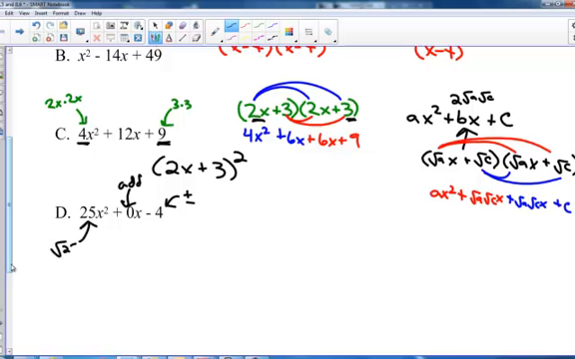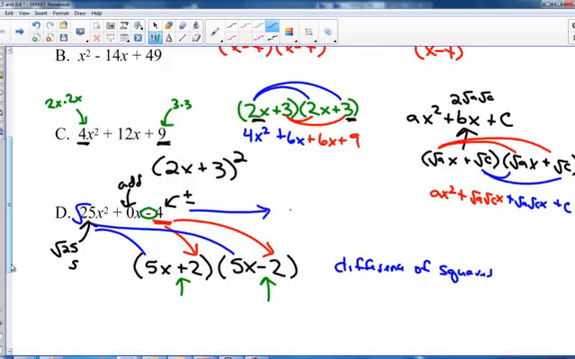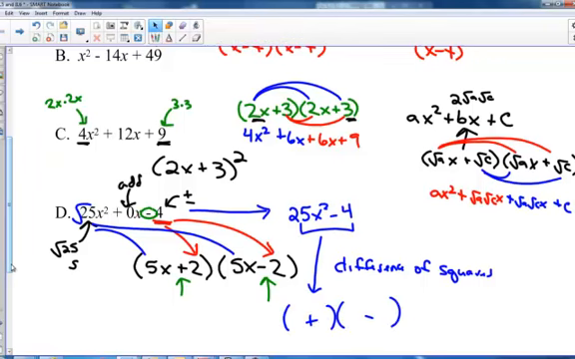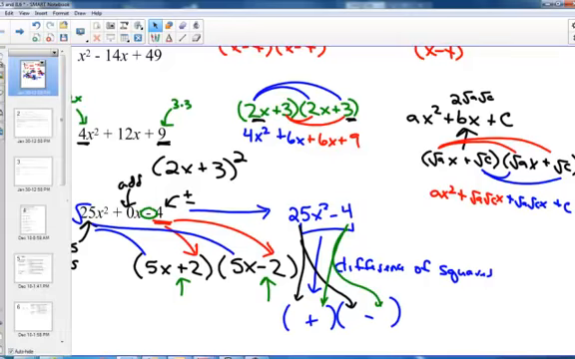The beginning problem can be looked at as a binomial. And when you have a binomial with perfect squares, you can always break it up into 2 parentheses, 1 with a plus, 1 with a minus. The square root of this goes in the front, and the square root of the back goes in the back. Okay, that's a lot of arrows. Let's go to the next slide.